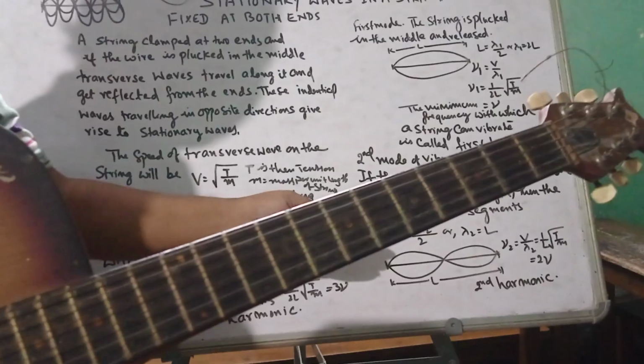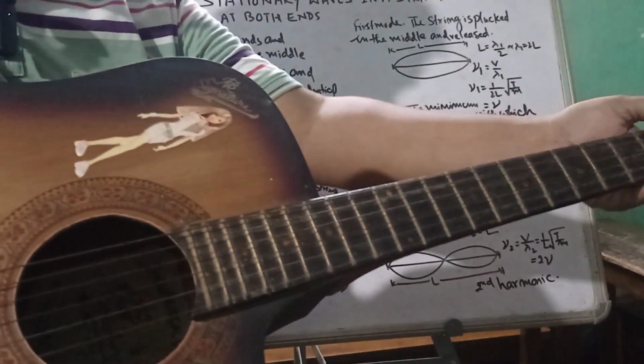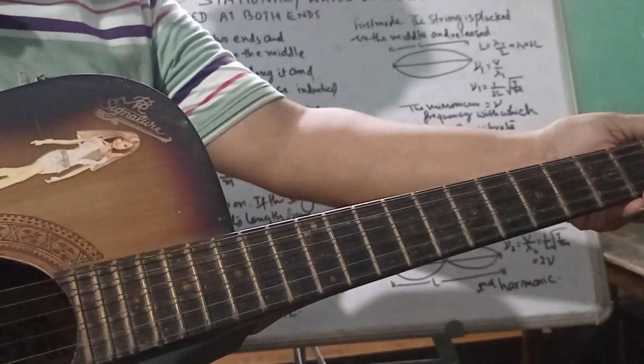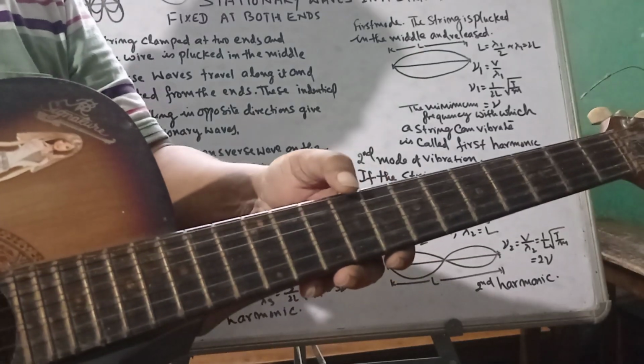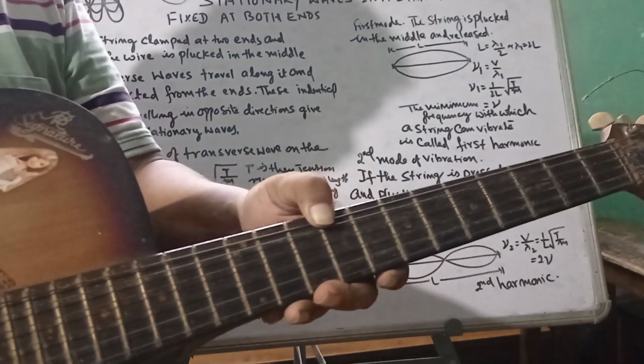Now in the second mode, what it has told you: press in the middle and pluck at one fourth the length, then it vibrates in two segments. So I am taking a rough idea of the length of the string from here to here. I am pressing at the middle. So this is somewhat in the middle.